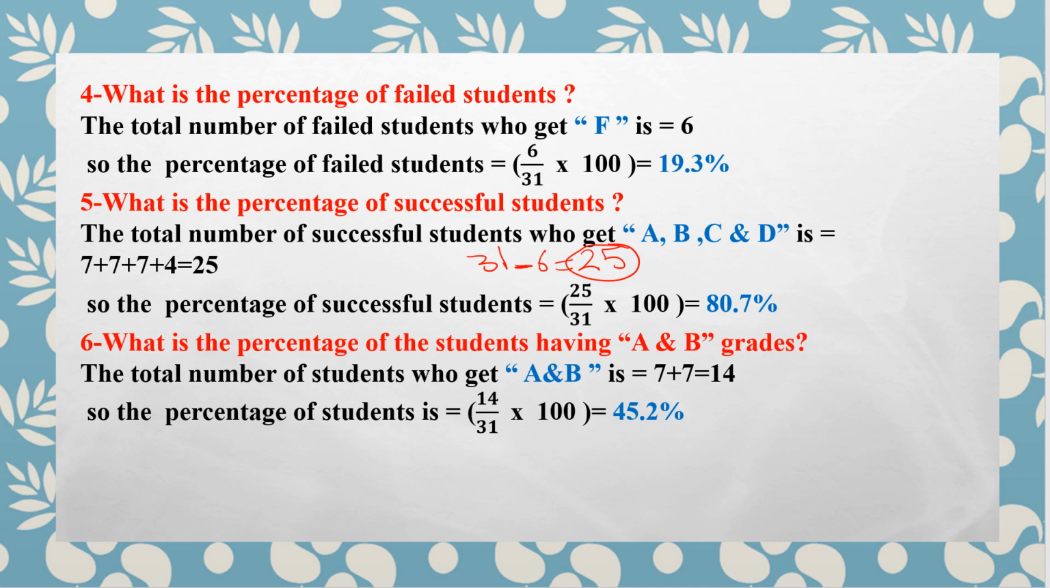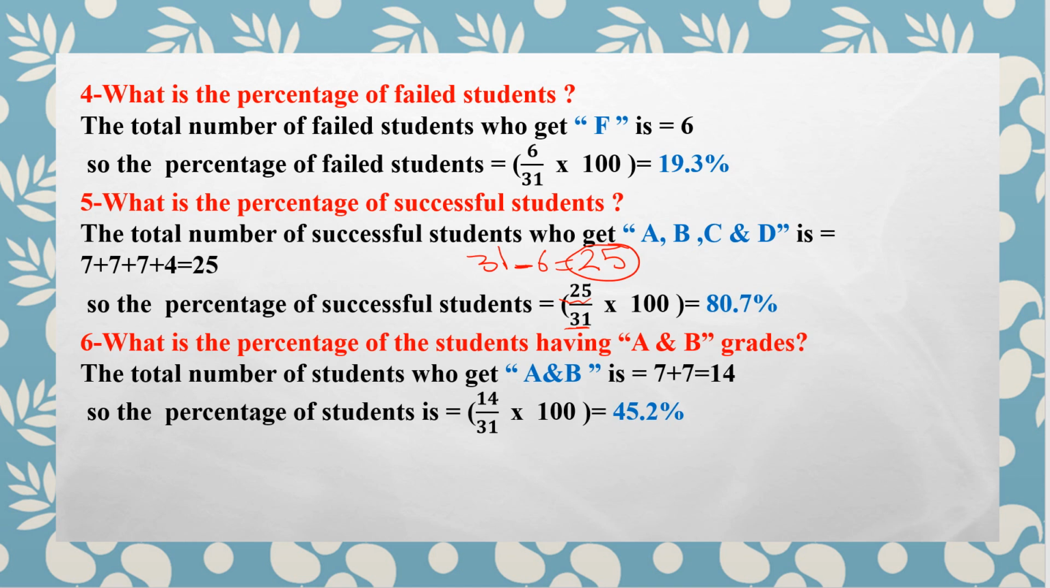And the percentage of the successful students equals 25 over 31, which is the total frequency for all successful students, divided by the total frequencies for all classes times 100, as we need the percentage, and this equals 80.7%.